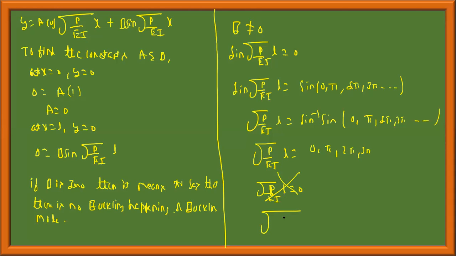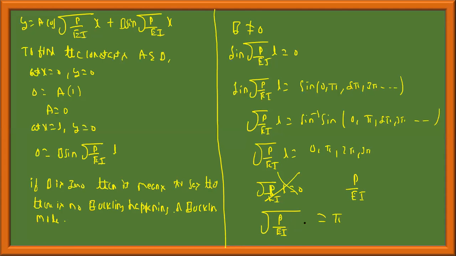The only other possibility is the higher value, root P by EI into L is equal to pi, or P by EI into L square is equal to pi square. So P, the critical buckling load, is equal to pi square EI by L square. This is the buckling load for a pinned end, that is, hinged end.